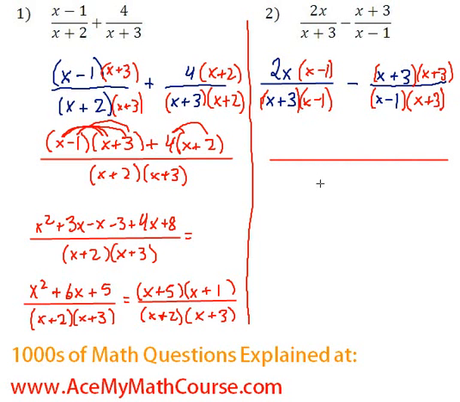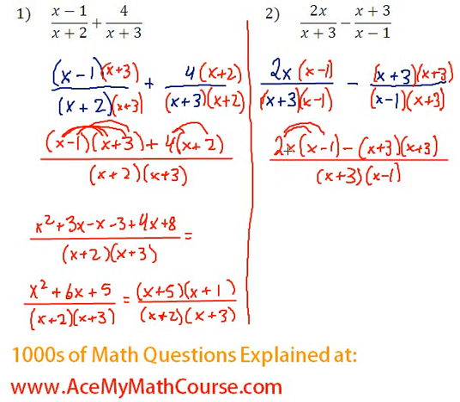So the bottom will be, once again, just the common denominator, x plus 3 times x minus 1. And the top will be 2x times x minus 1 minus x plus 3 times x plus 3. Great, now let's simplify. Expand and simplify.